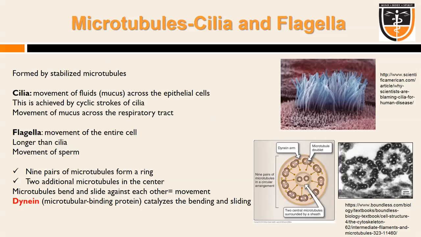Okay? And there is a protein that ensures bending and sliding of microtubules, and this protein is known as dynein. This protein, as we see here, looks like a horseshoe on the sides, and is actually the one that ensures the bending and moving of the cilia.